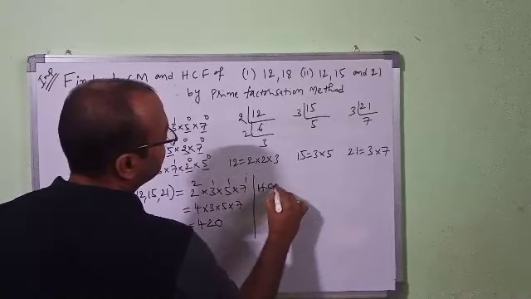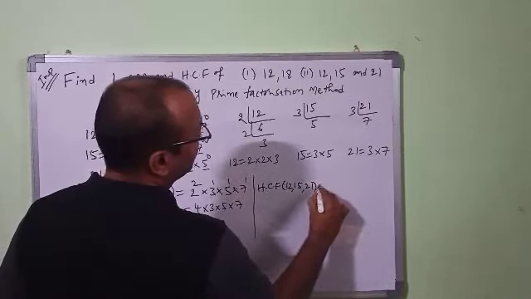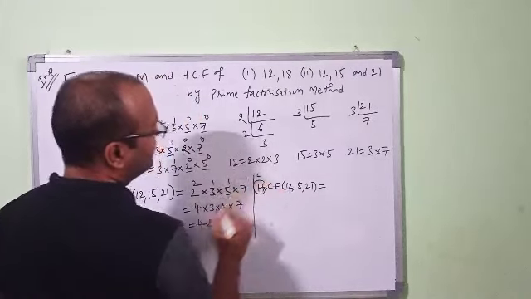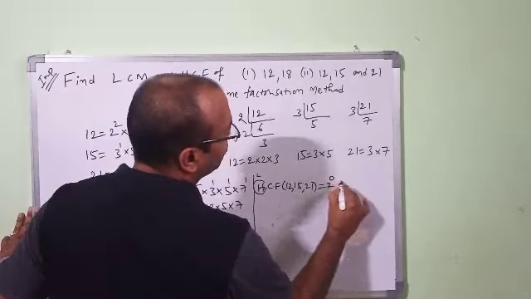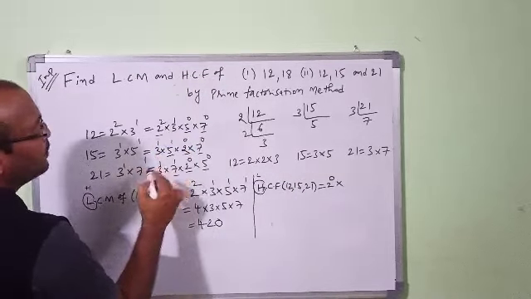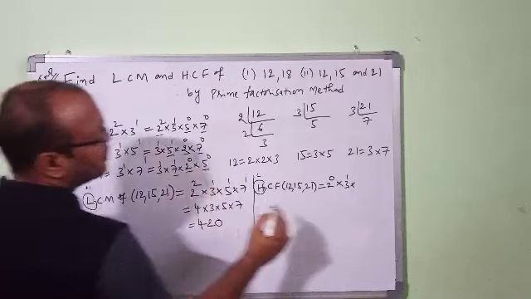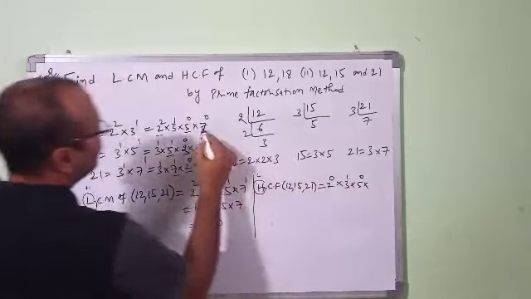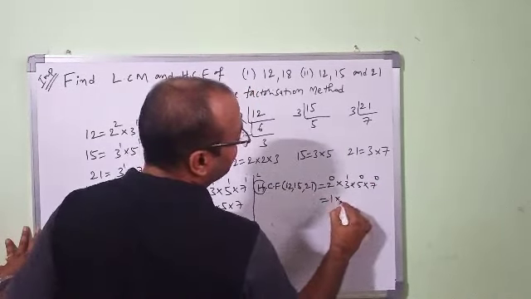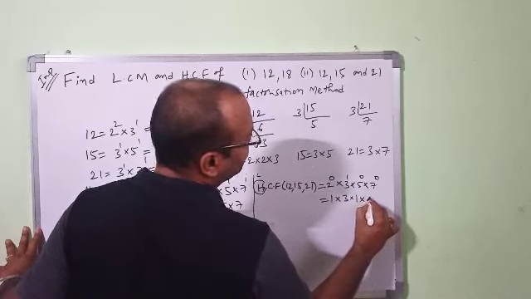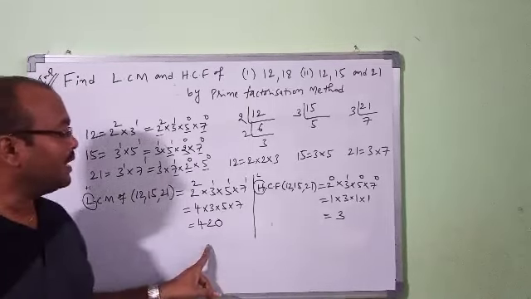Now, HCF of 12, 15, 21. For highest common factor, we will take the least. Again, 2 square, 2 power 0, 2 power 0: the least is 2 power 0. 3 power 1, 3 power 1, 3 power 1: the least is also 3 power 1. 5 power 0, 5 power 1, 5 power 0: the least is 5 power 0. 7 power 0, 7 power 0, 7 power 1: the least is 7 power 0. 2 power 0 is 1, 3 power 1 is 3, 5 power 0 is 1, 7 power 0 is also 1. Finally, 3. The LCM value is 420 and the HCF value is 3.